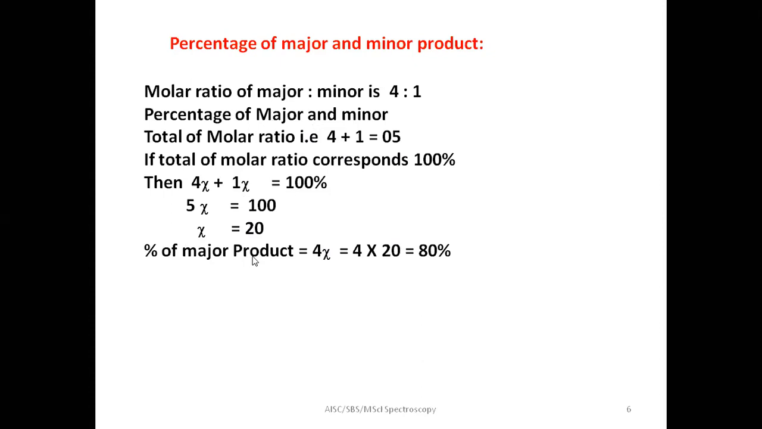And what about the minor product? The minor product is 1x. Therefore, 1 into 20 is 20%. So the percentage of minor product is 20%. So the ratio is 4:1, which is the molar ratio. So that is the calculation of molar ratio and percent product. Does anybody have a doubt in this? No, sir. Okay. So that is simply calculation. If you understand, you can solve any problem. Okay. So we go immediately to the third.